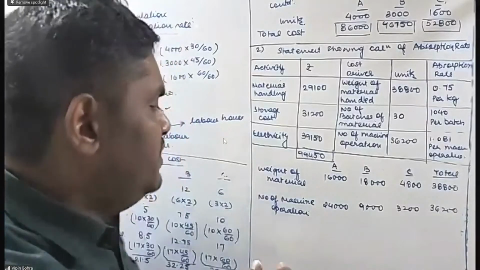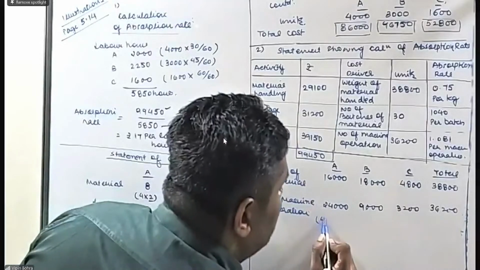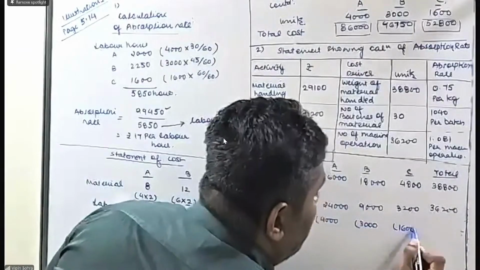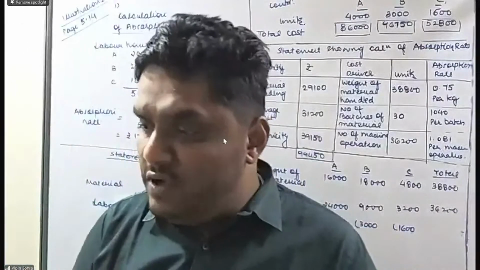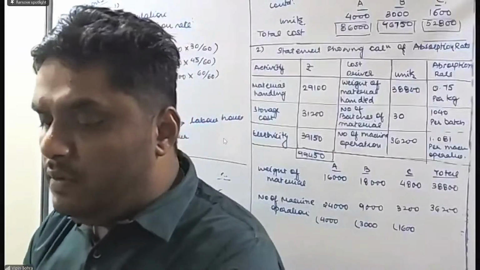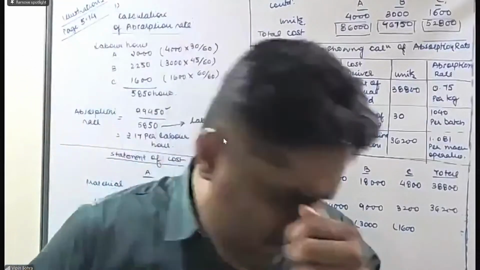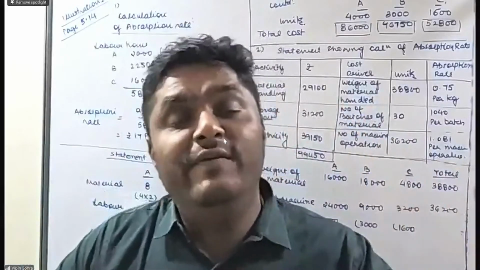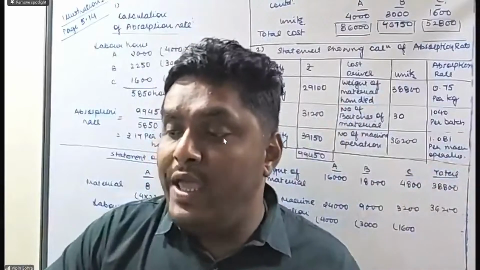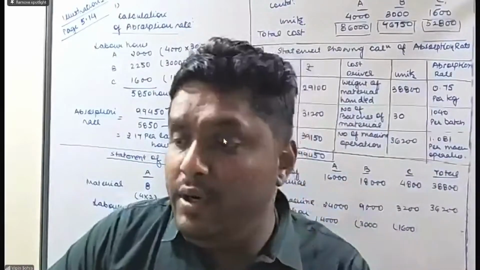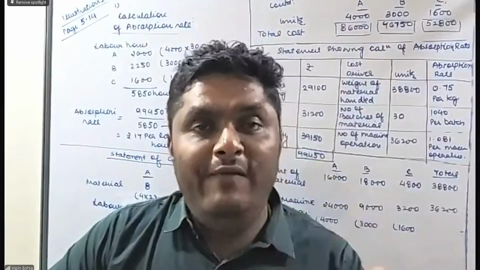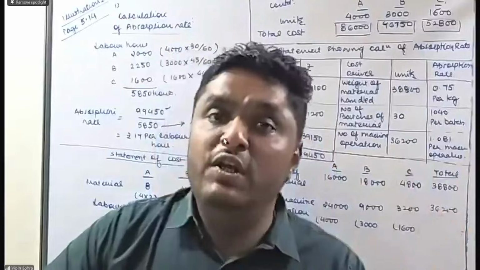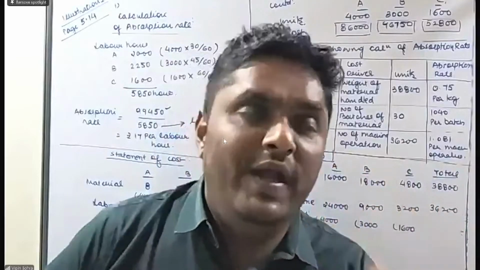Shivam sir, how you calculated machine operation? See, read the question carefully, Shivam. When talking about the batches of material, it is given straight away for complete production. But when talking about machine operation, it is given per unit of production. So for every unit, it is 6 machine operations for A, 3 machine operations for B, and 2 machine operations for C.